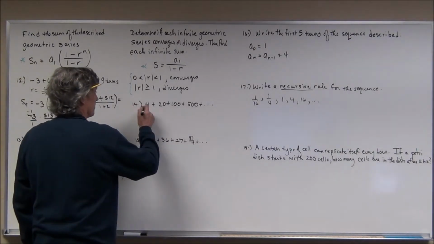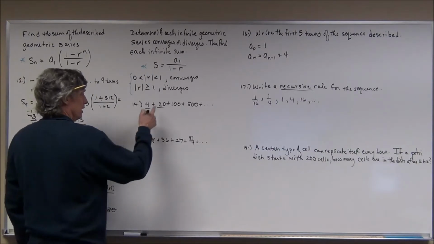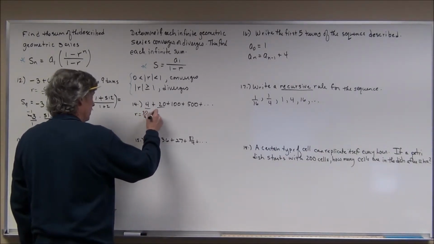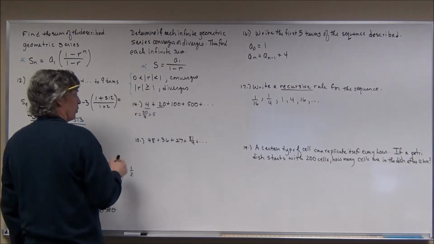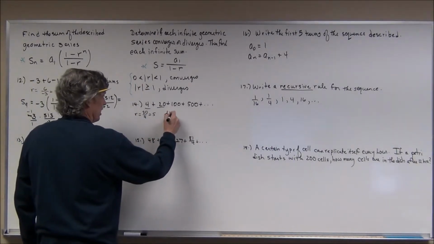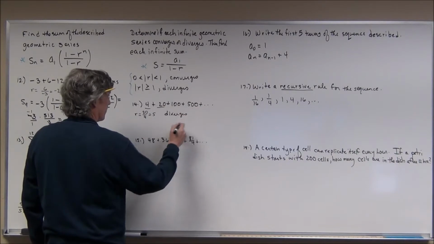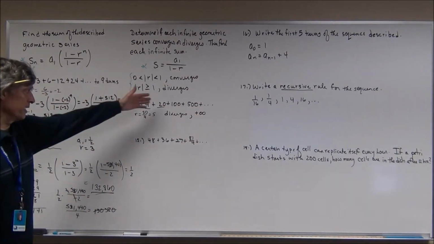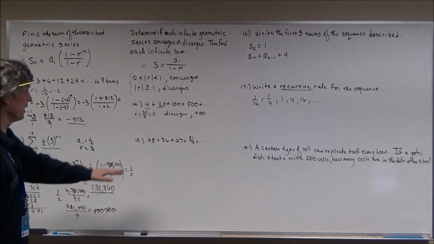I'm going to look at the ratio, second to the first. So my ratio is 20 over 4, which is 5. Well, that means it's greater than or equal to 1. So this diverges, and since I'm adding just positive numbers, this goes to positive infinity. If I was adding up negative numbers, it'd go to negative infinity. Now I'll try this one.